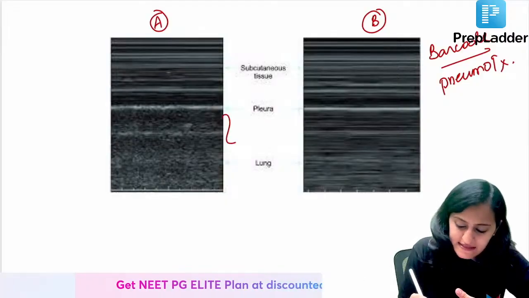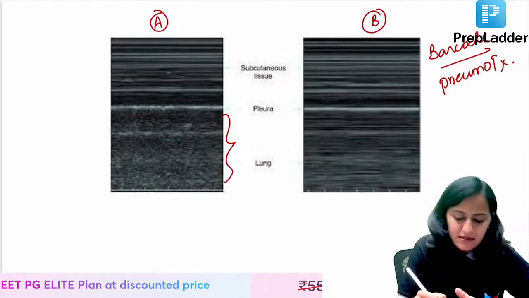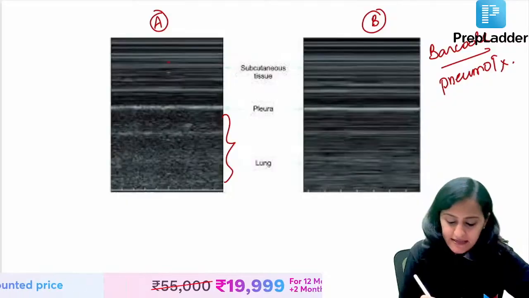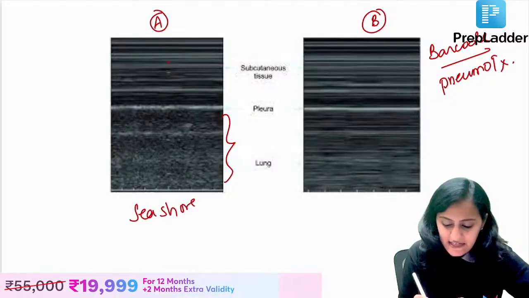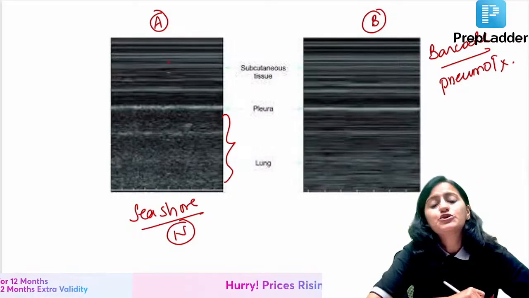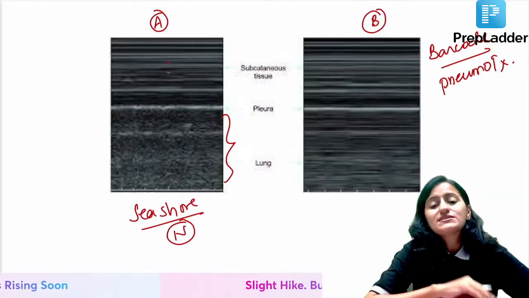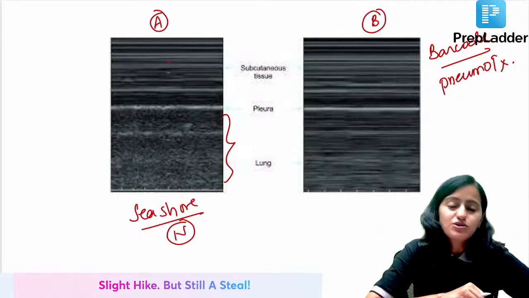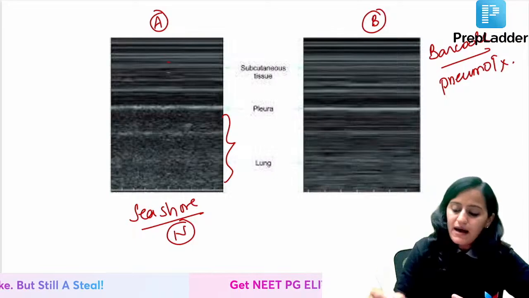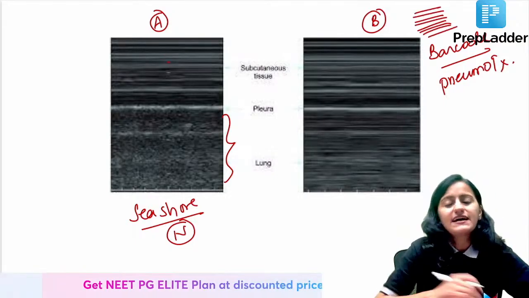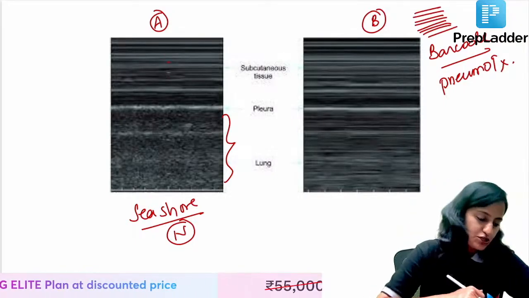Now if you look at this image, this is more granular in appearance as compared to the upper half. This is called the seashore appearance, which is seen in normal lung. So normal people go to the seashore, pneumothorax patients are barred from going to the seashore. So pneumothorax is barcode sign. All the flat lines, that is barcode sign, is pneumothorax.